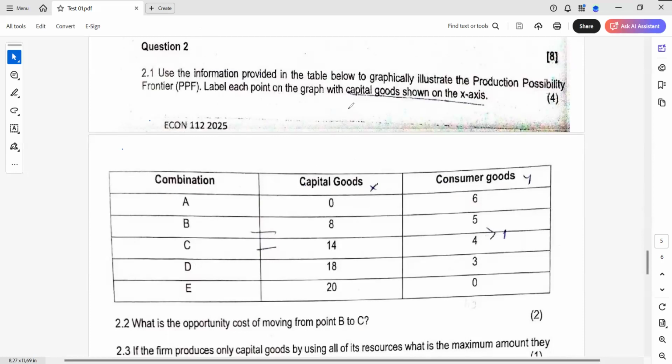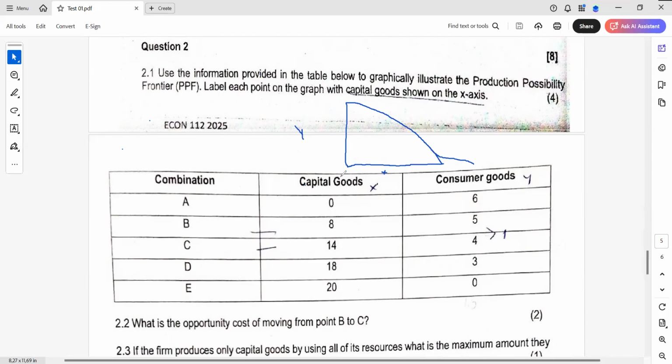So they want us to draw, but you guys know how to draw the production possibility frontier, I'm sure. Okay, so they say that you label capital goods shown on the x-axis. So capital goods is going to be here on the x-axis, and then the consumer goods obviously on the y-axis here. So what I like to do when I draw the PPF is I just draw this first and then now I plot.